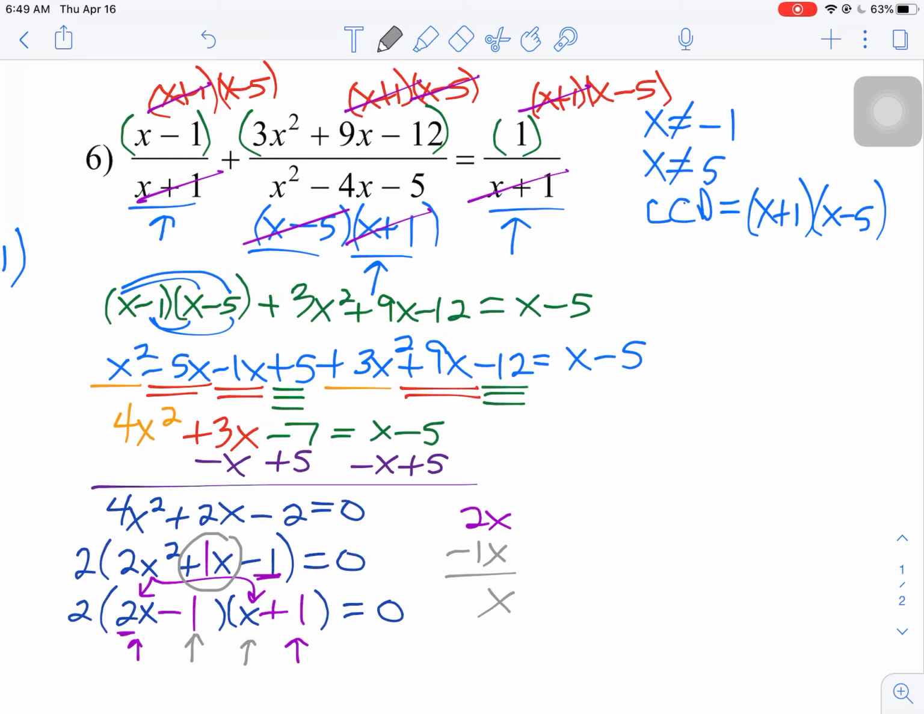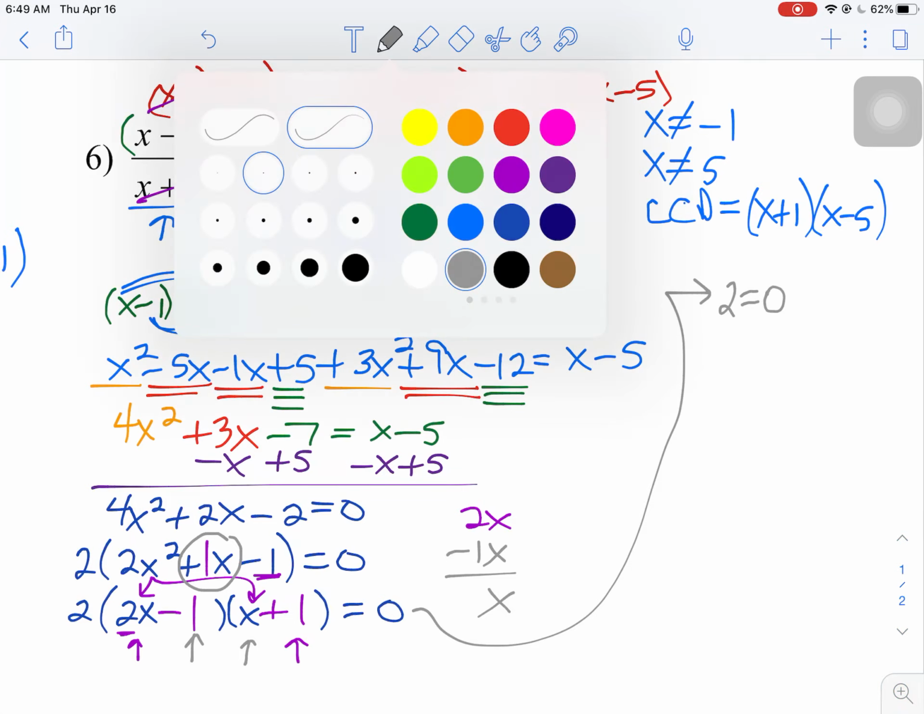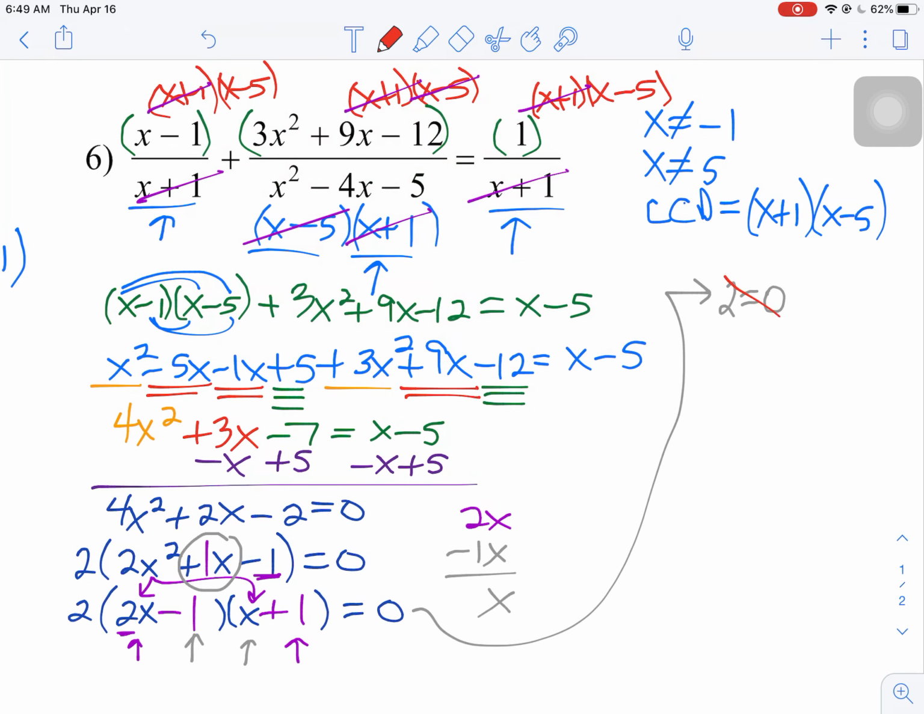And then as far as finishing this problem off, let me drag this over here. We're just going to set each factor equal to 0 and solve for x. So that first factor, 2 equals 0, that doesn't make any sense. 2 does not equal 0. So that is just an extra factor that we can ignore or cancel out. The other way to think about that 2 in the front, you could have just divided both sides by 2 to cancel out the 2. So either way you think about it, that 2 is gone.